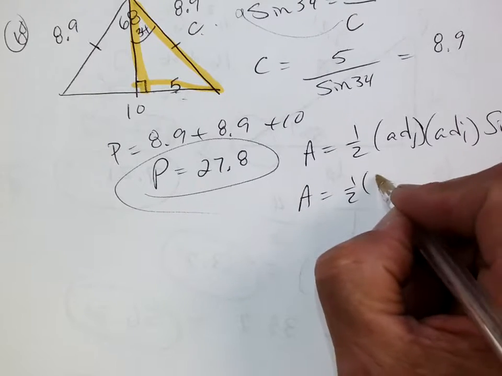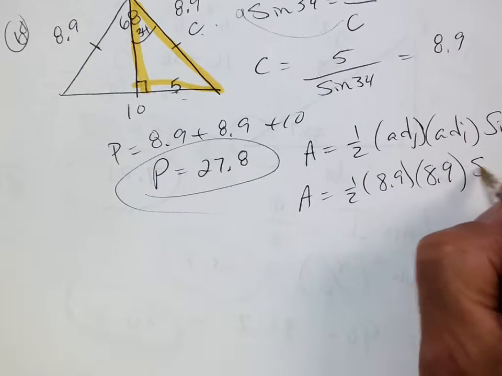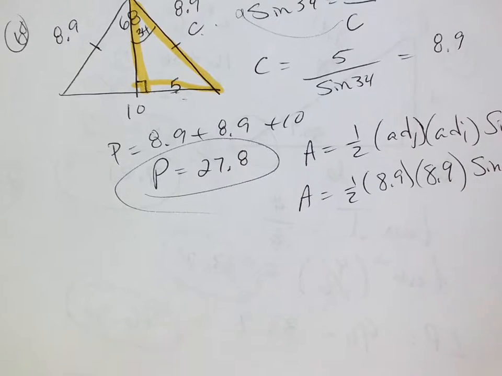1/2 times 8.9 times 8.9 times the sine of 68, right?